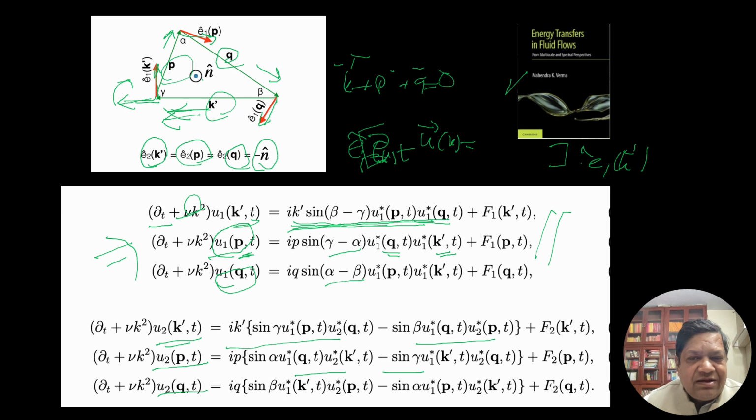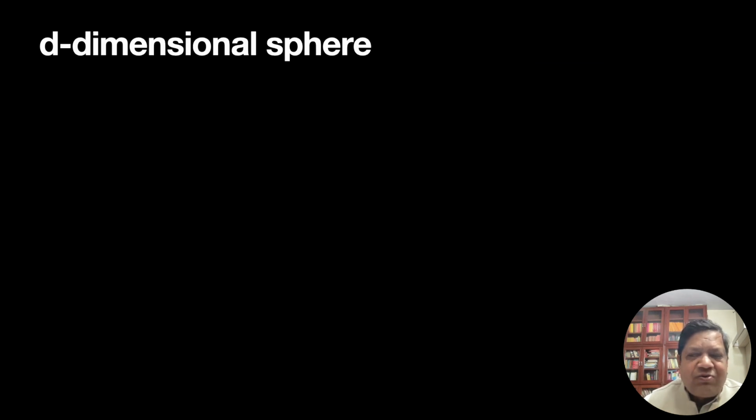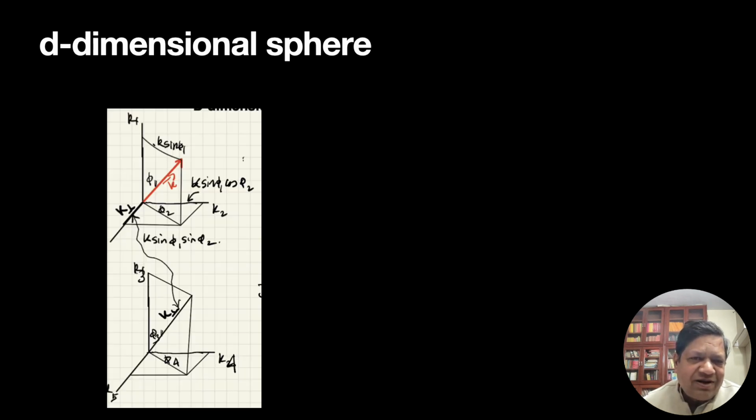Okay, now let's go further. So what about d dimensions? This is for 2D and 3D, right? In 3D we have U1 and U2. So for 4 dimensions, how do I visualize 4 dimensions or 5 dimensions? So let's look at it slightly carefully.